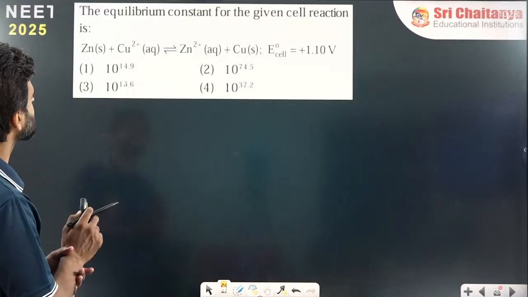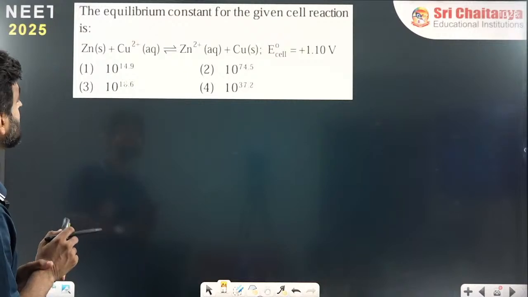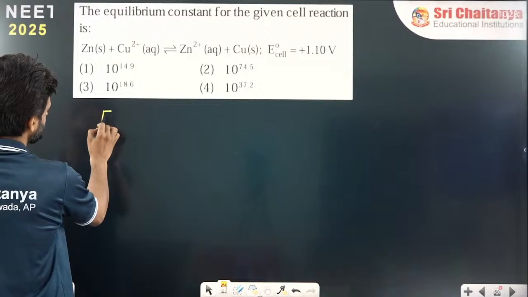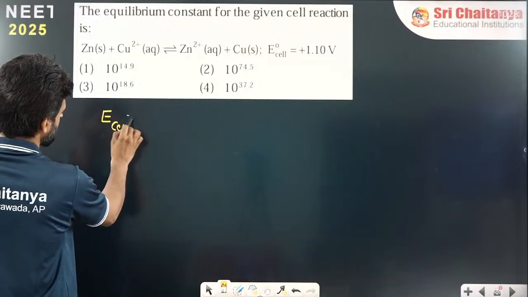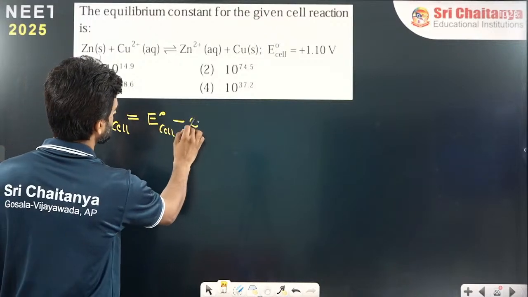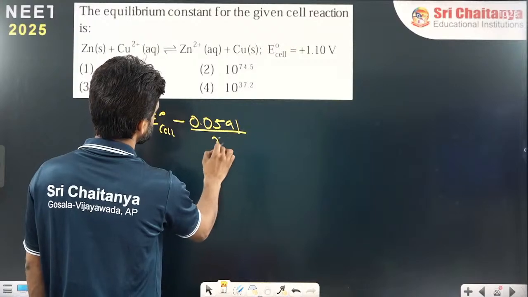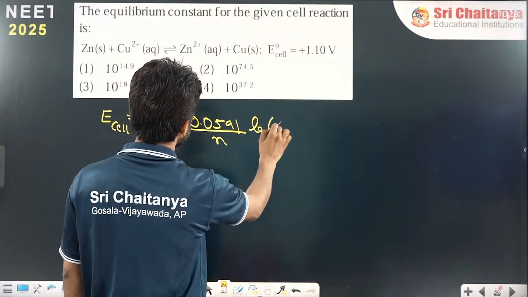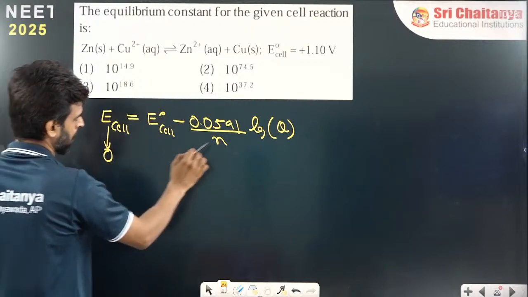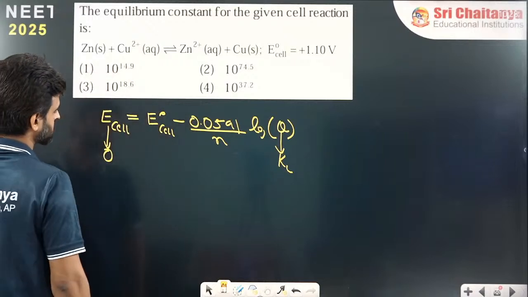The next thing is the equilibrium constant for the given cell reaction. They are asking by giving E naught cell. But we know the last equation: E cell equals E naught cell minus 0.0591 by n log Q. At equilibrium, E cell becomes 0 and Q becomes equal to Kc, or you can say K equilibrium.